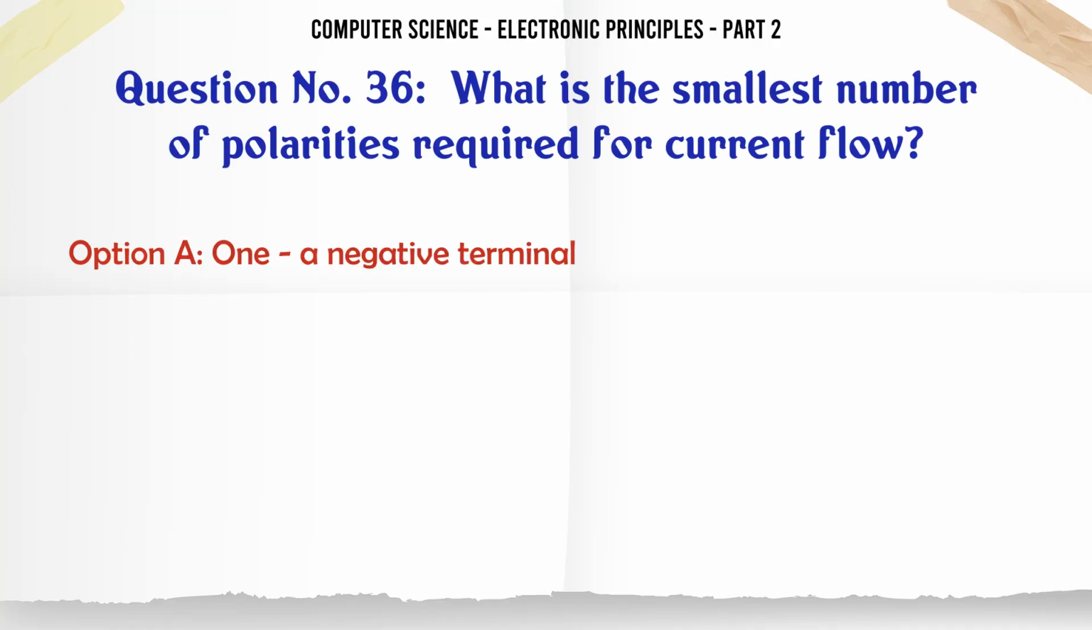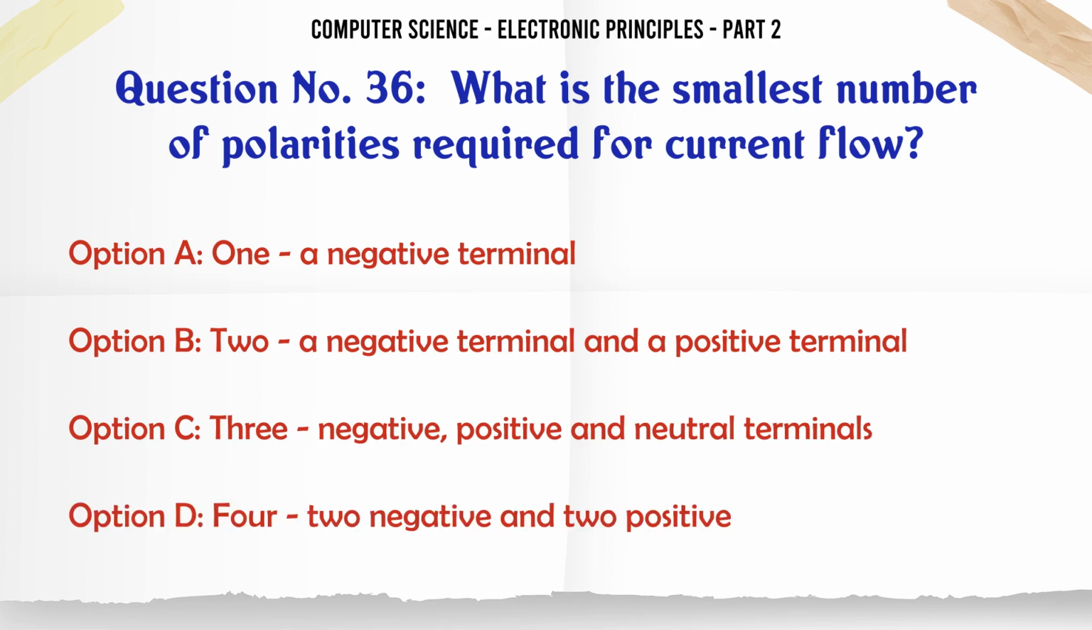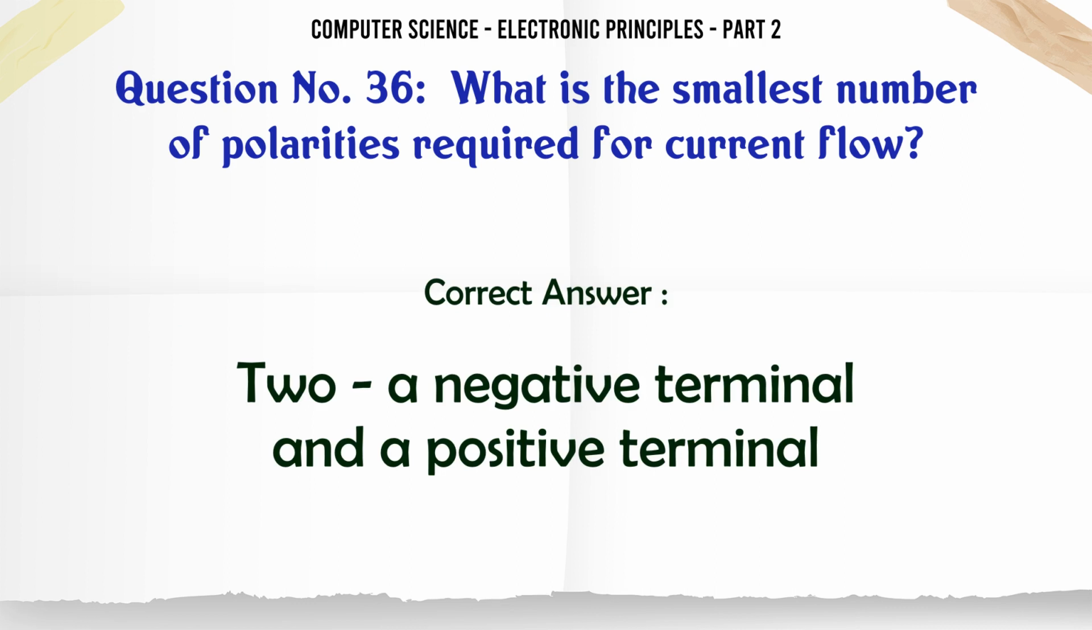What is the smallest number of polarities required for current flow? A. 1, a negative terminal. B. 2, a negative terminal and a positive terminal. C. 3, negative, positive, and neutral terminals. D. 4, 2 negative and 2 positive. The correct answer is 2, a negative terminal and a positive terminal.